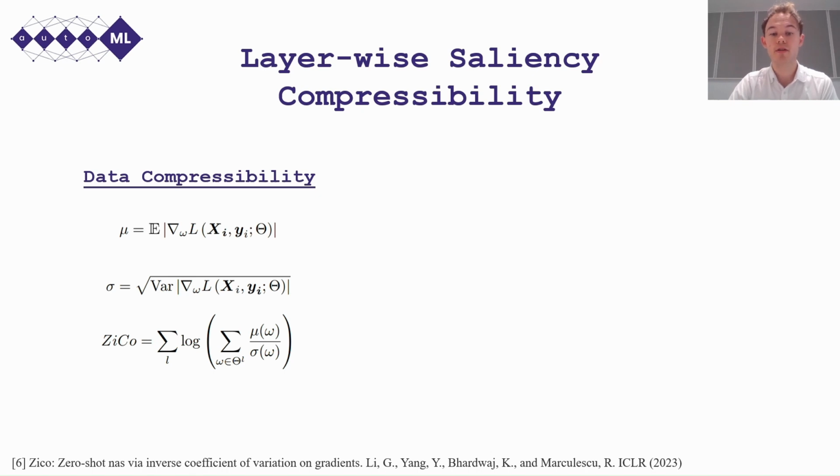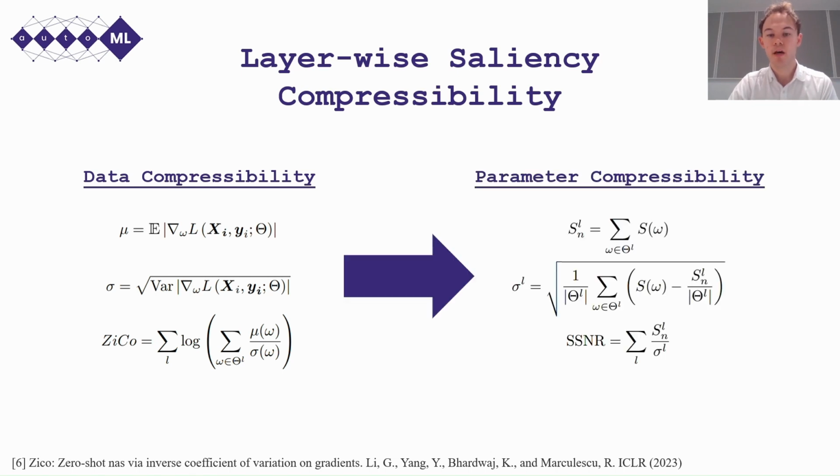Motivated by this, we consider whether assessing compressibility over the parameters may also prove insightful. Therefore, we propose a measure of parameter compressibility, SSNR, which takes the signal-to-noise ratio over the parameters. Intuitively, a high variance saliency over the parameters means that only a small subset of the parameters are highly important and the rest are somewhat redundant, potentially preventing the network from learning effectively. In both ZiCo and SSNR, we measure the compressibility over each layer, and we do this in order to remain consistent with a number of conservation laws for neural networks.